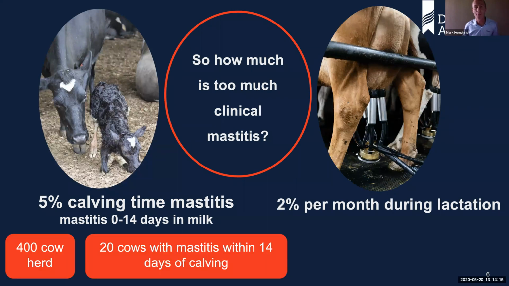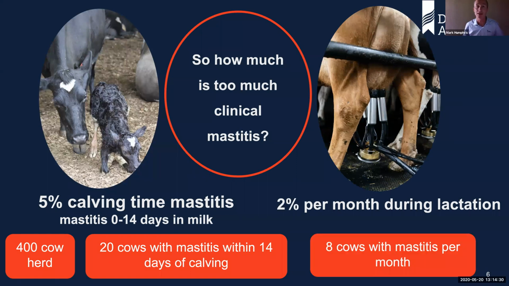So let's put some real numbers around that. Let's say we've got a 400 cow herd. That means that if you calve down 400 cows, 20 cows with mastitis within 14 days is your trigger level at that 5% level. And then during lactation mastitis, so not past 14 days after calving, we're looking at around 8 cows with clinical mastitis per month, or 2 cows per week in, say, a 400 cow herd.